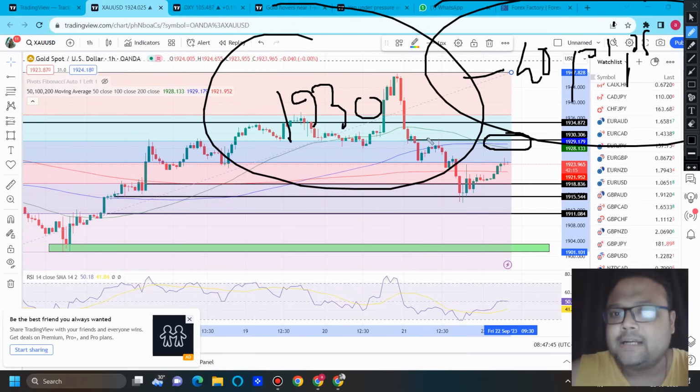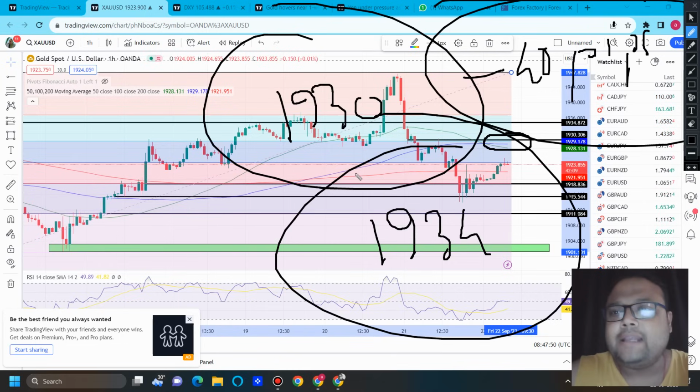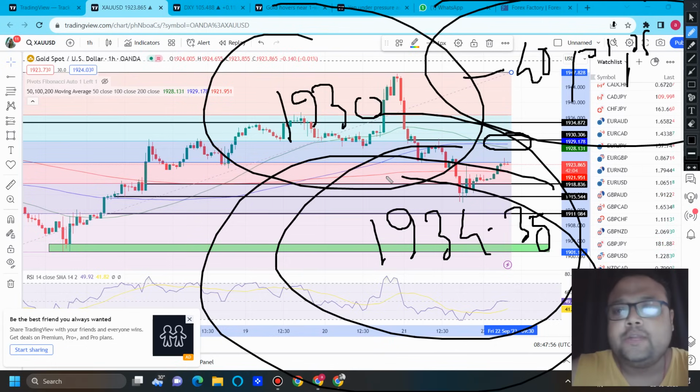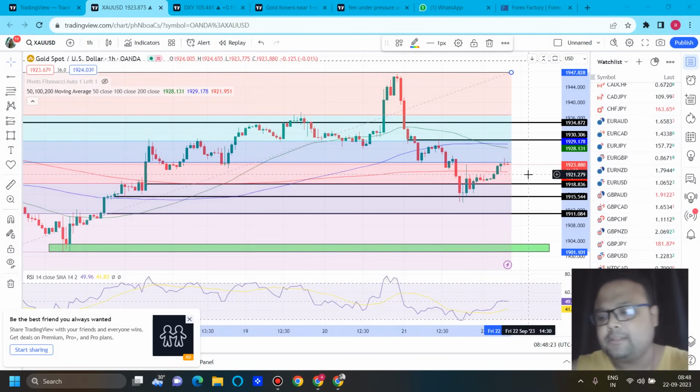And on the other hand, the next selling opportunity will also be around 1934, 1935. So these are the two selling opportunities on the chart of gold, and I don't think gold will be going towards 1950 today. In case it goes also, there is very little chance that gold will break 1950. 1950 is standing at the top. 50 and 60, those are big boys, big resistances. But for Friday, 1930 and 1935 are the two levels where we can expect the market to give us some selling opportunity for at least 40 to 50 pips.